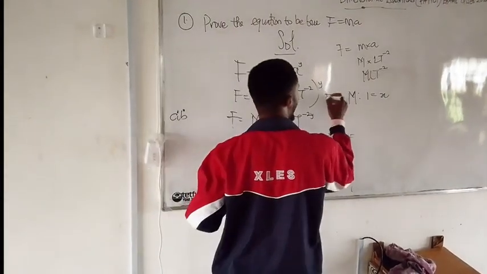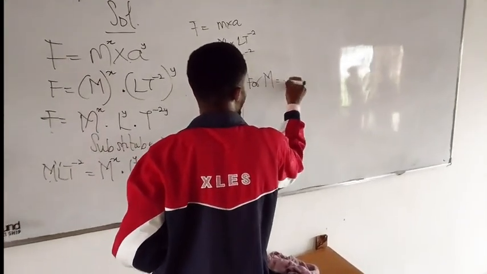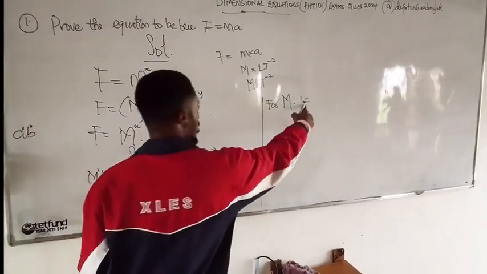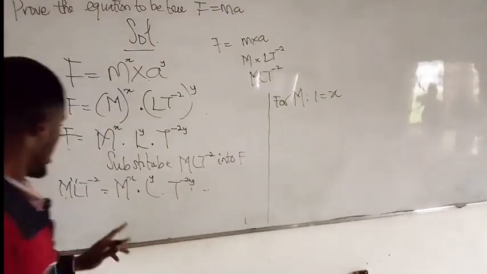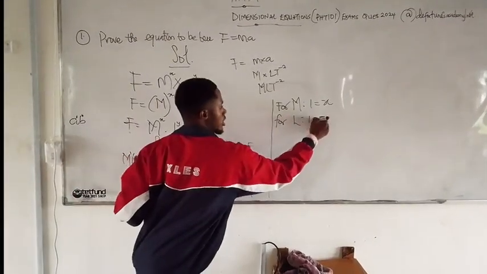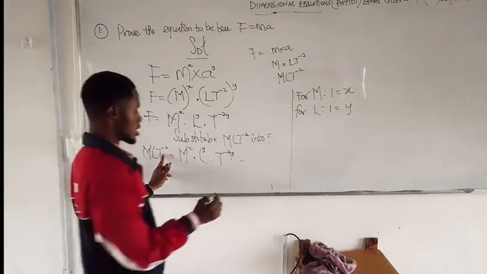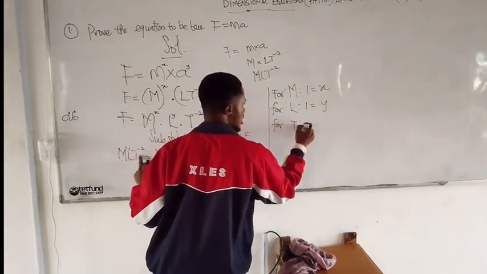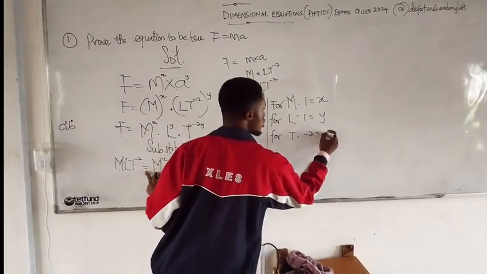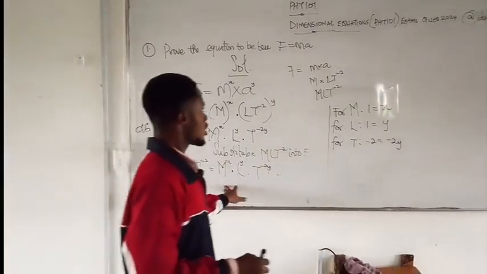For M, 1 equals to X. Now for L, I have for L, 1 equals to Y. Now for T, I have for T, minus 2 equals to minus 2Y. All right. So from here, let's prove some things.